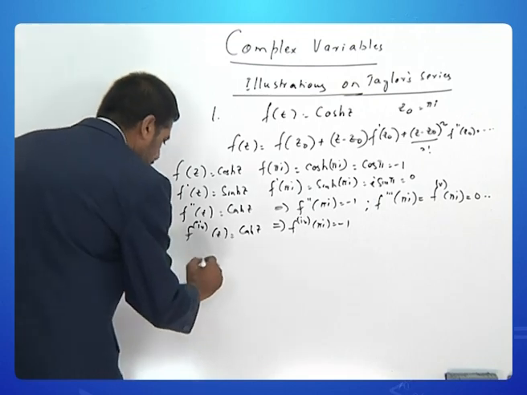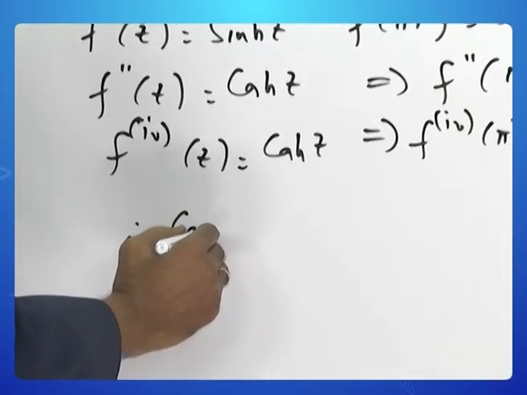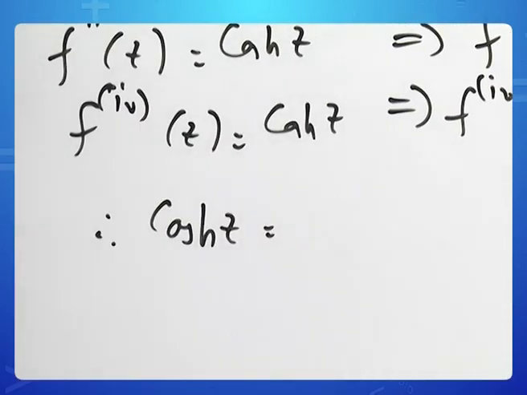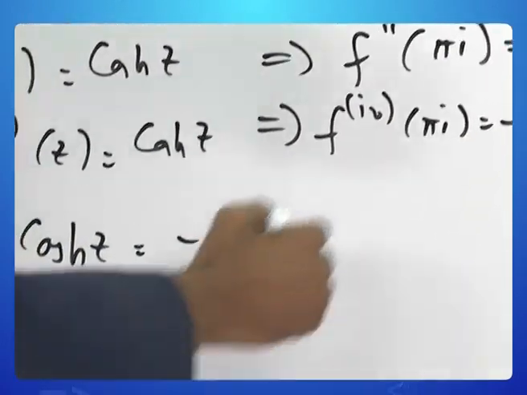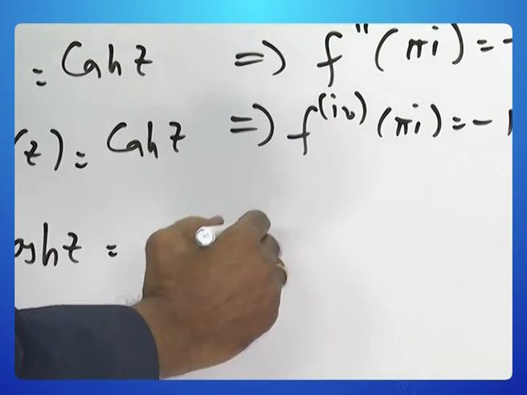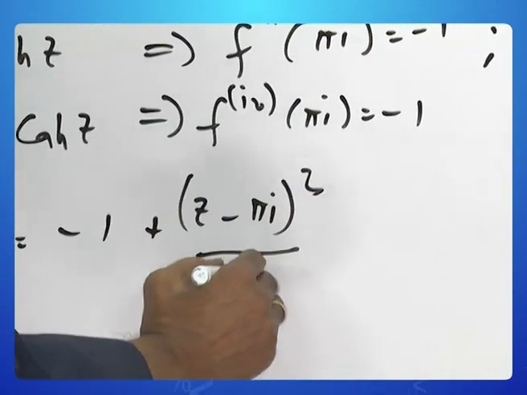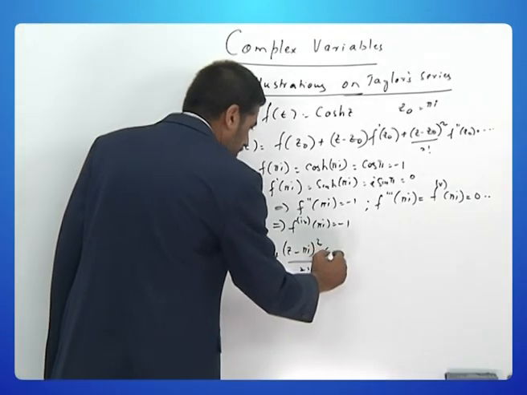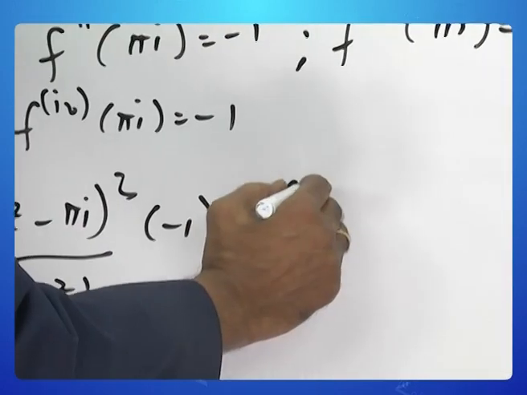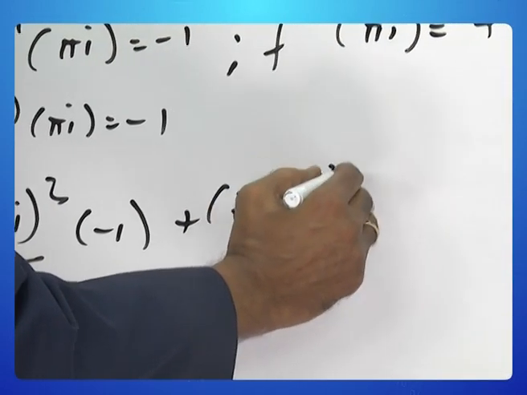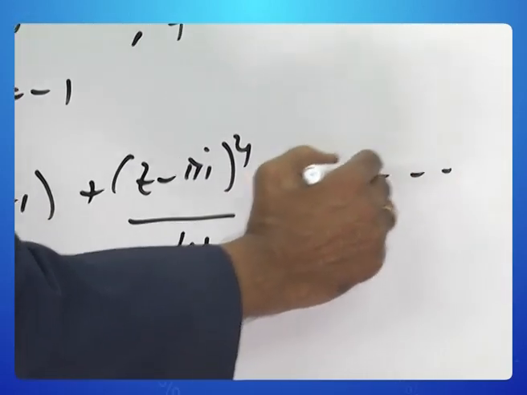Therefore, if you substitute in this series, cos hyperbolic z is equal to f of z naught is minus 1, then this is a 0 plus z minus pi I whole square by 2 factorial into minus 1, then the next term is 0 plus z minus pi I to the power of 4 by 4 factorial into minus 1 and so on.